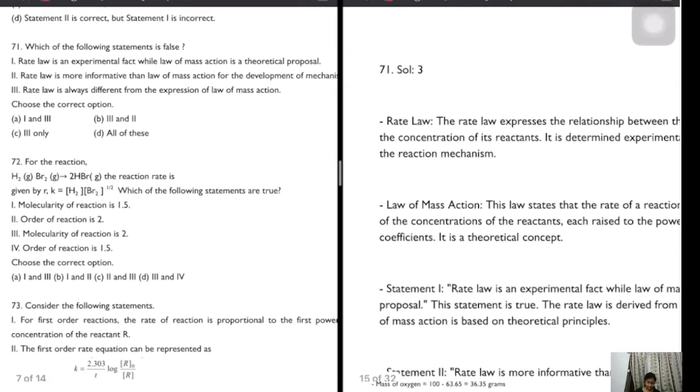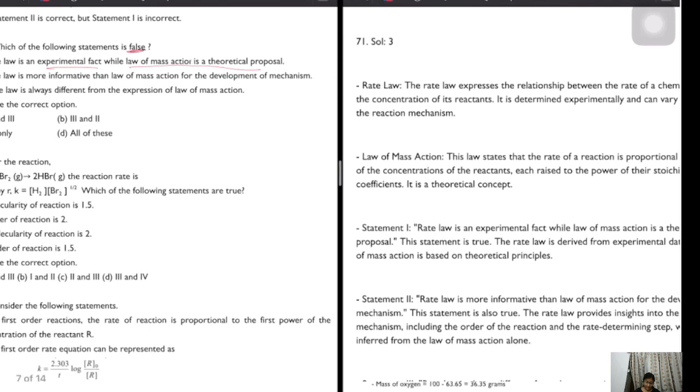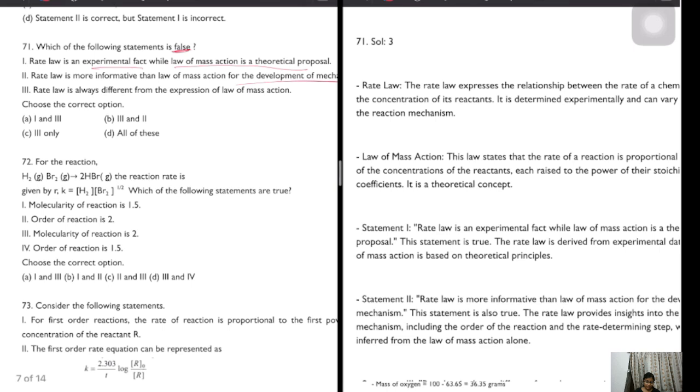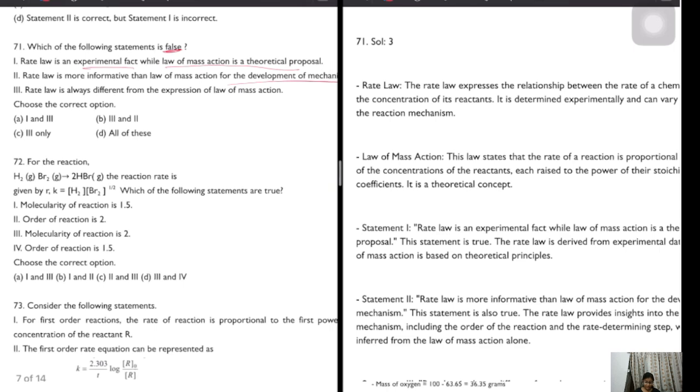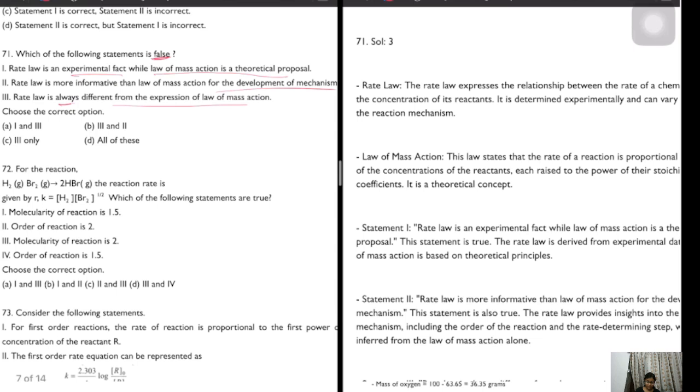Now the next question says, sorry, which of the following statements is false? We have to say which one is false. First statement says rate law is an experimental fact, while law of mass action is theoretical. This is absolutely true. Rate law is more informative than law of mass action for the development of mechanism. This is also true. We'll discuss why. Rate law is always different from the expression of law of mass action. Note this word. This is false. Whenever you see such words, these are very strong words. Always, never. So always give them the benefit of the doubt.